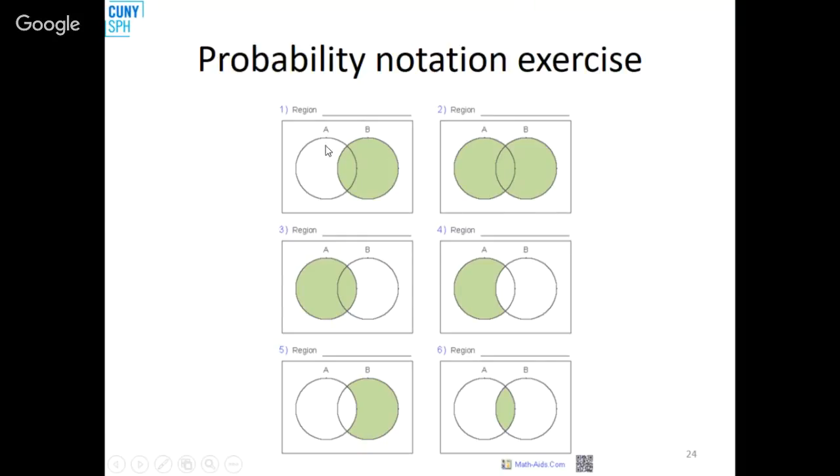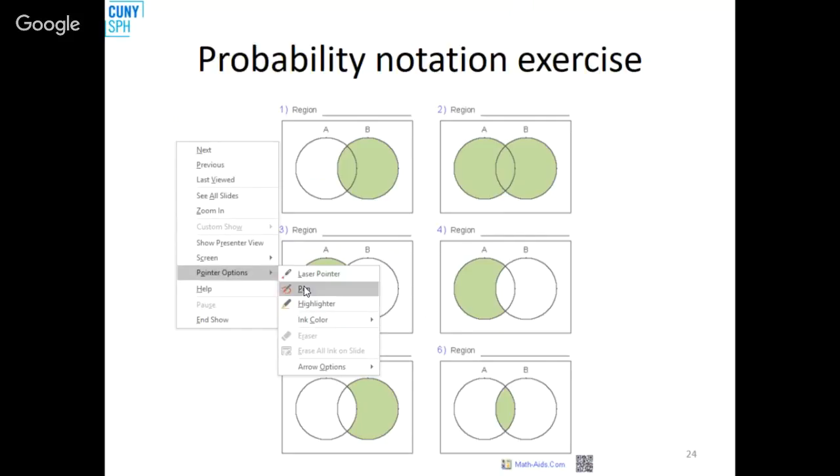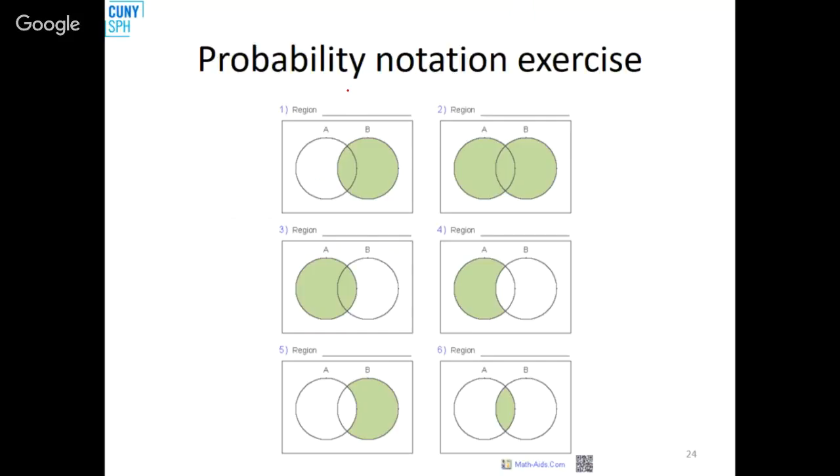Okay, I have another little quiz for you, easier than the first one maybe. You're interpreting these Venn diagrams. What would you call this? This is the probability of what? B. Very good. Okay, how about this one? A union B. A union B, very good.